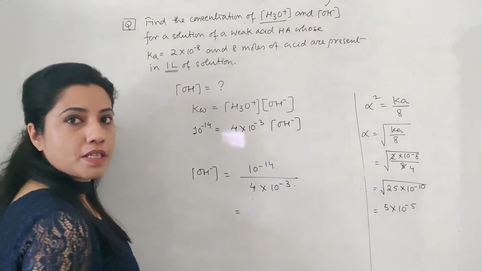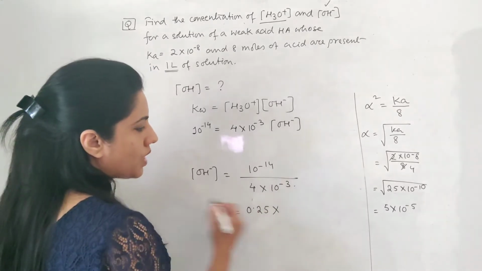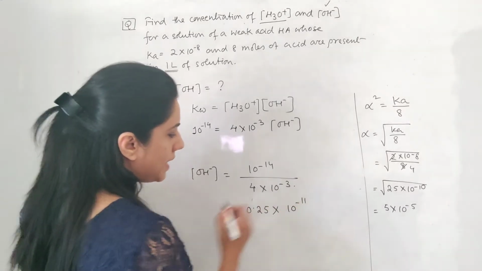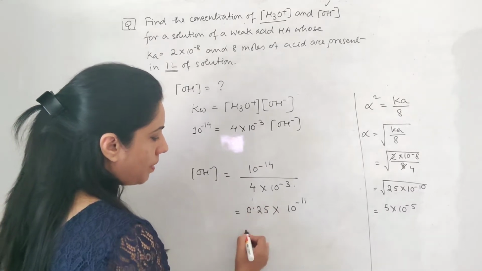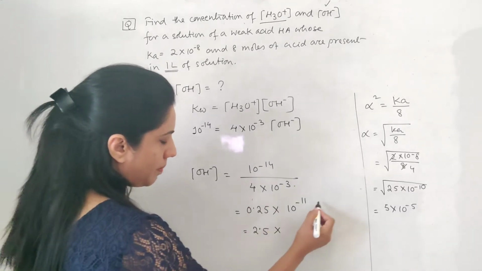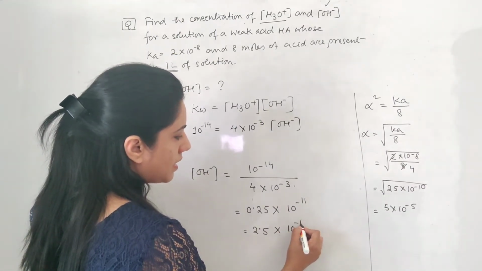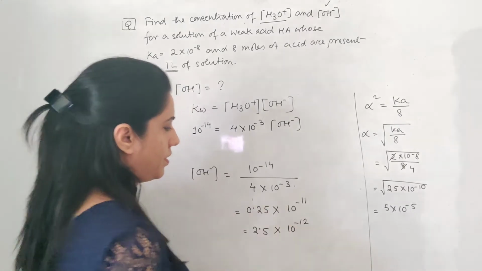Now see, 1 by 4 means 0.25. So it is 0.25 into minus 3 goes up. So it will be 10 raised to power minus 11. So if I shift the point over here, 2.5 into, and multiplying by 10, it will be 10 raised to power minus 12.